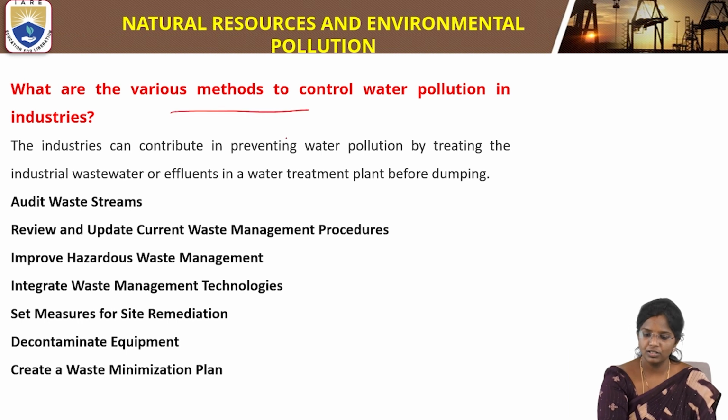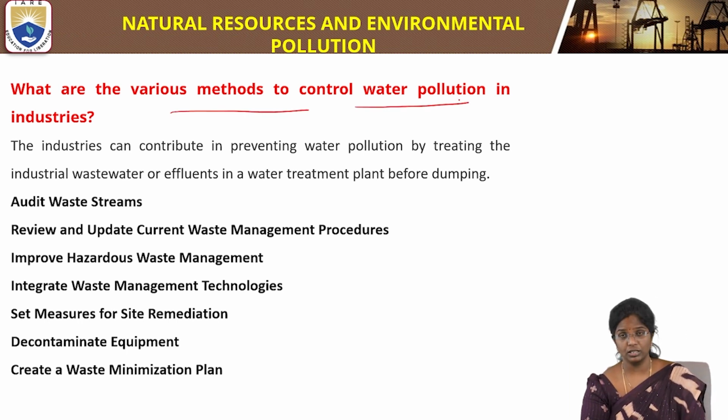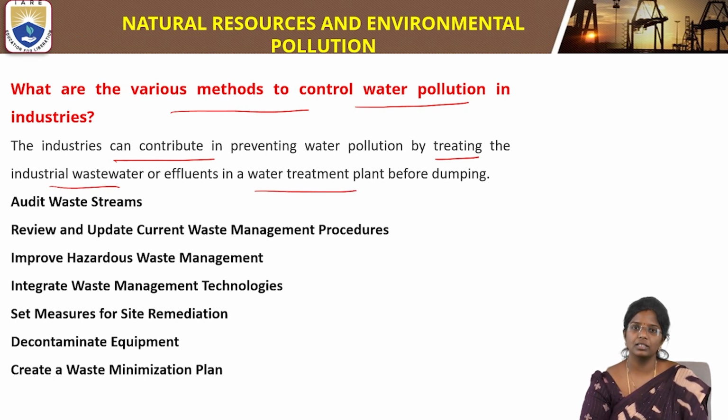Next, what are the various methods to control water pollution in industries? Industries will produce toxic substances or byproducts coming out from the manufacturing process. Whenever these are mixed with water, they cause pollution to water resources. So what are the different methods that have to be implemented to avoid this pollution? Industries can help prevent water pollution by treating the industrial wastewater effluents in a wastewater treatment plant before dumping. Every industry has a certification, and before certification the agencies will check these water treatment plants. This is very important, because just dumping is not accepted.